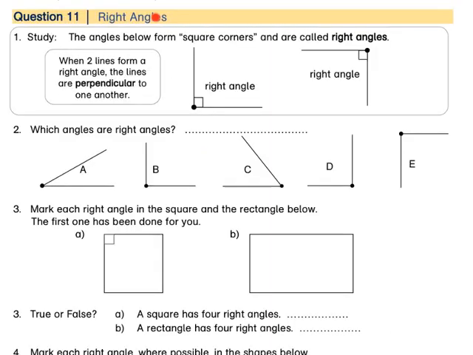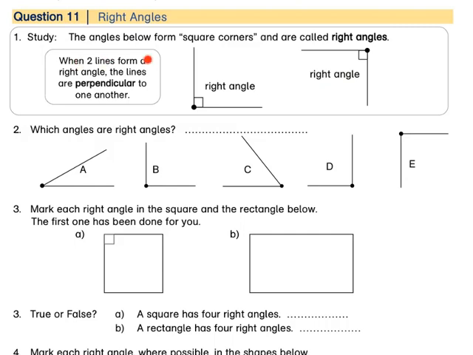Question 11. Right angles. The angles below form square corners and are called right angles. Can you see that this arm and this arm form a perfect square corner? Also, this arm is standing directly upright on the bottom arm. This is called a right angle. This angle here is also a right angle. This arm and this arm form a perfect square corner, and it is therefore a right angle.